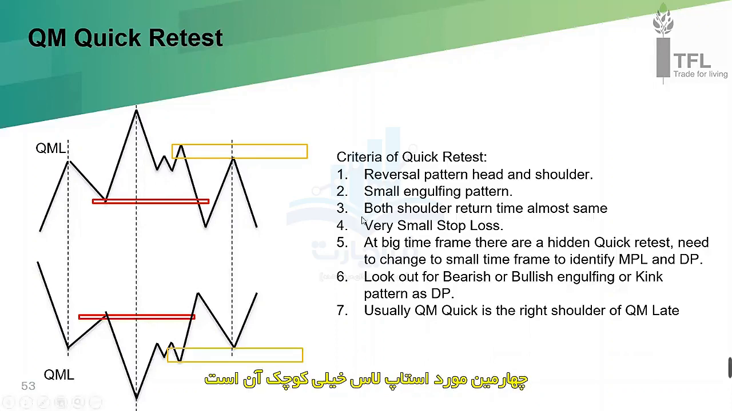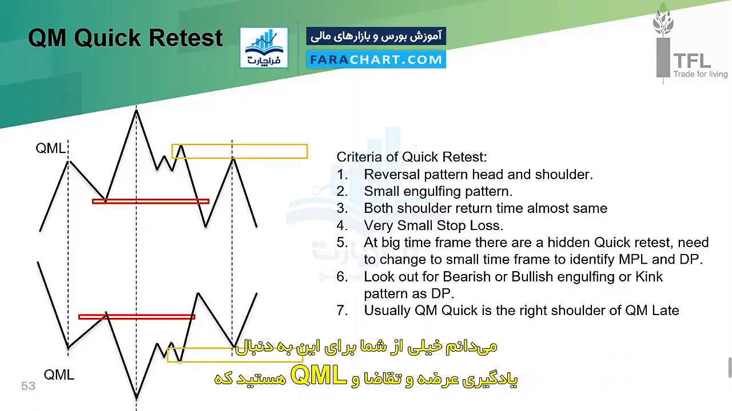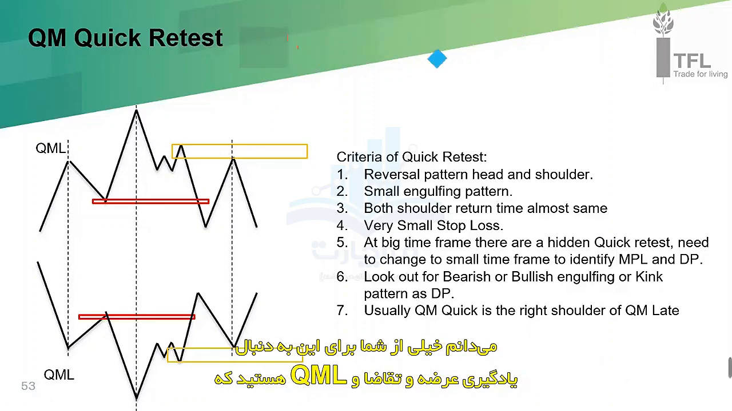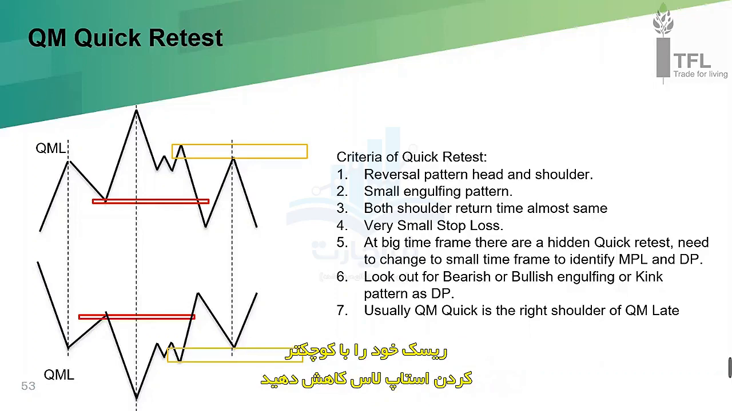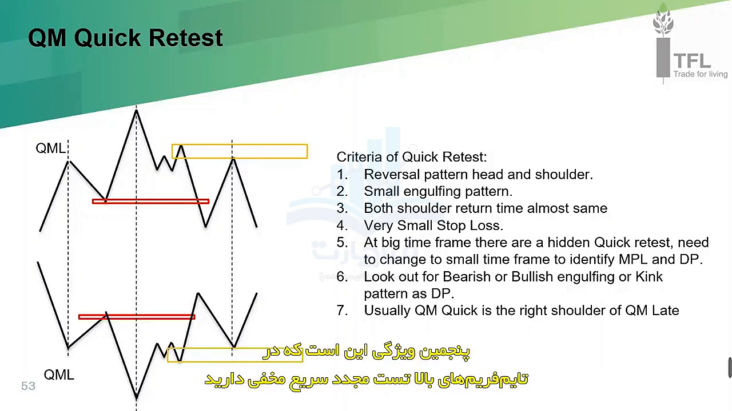So the next criteria is that it has a very small stop loss. I believe a lot of you want to learn about supply and demand and QML because you want to have lower risk. A very small stop loss is where you can lower your risk. And of course, if you keep on practicing, you can do a sniper entry and reduce your risk even smaller. Okay. So the fifth criteria is that at the big time frame there is a hidden quick retest.